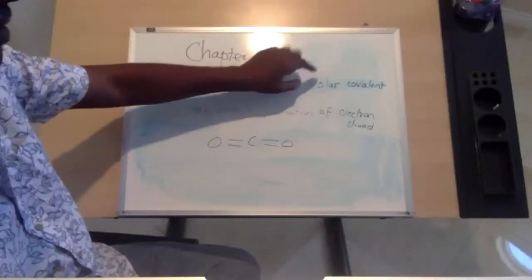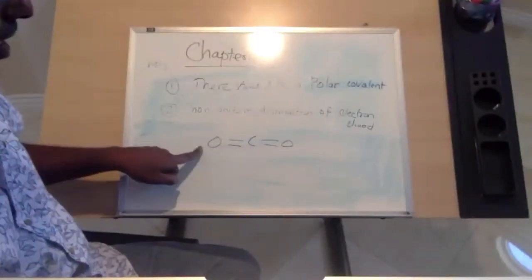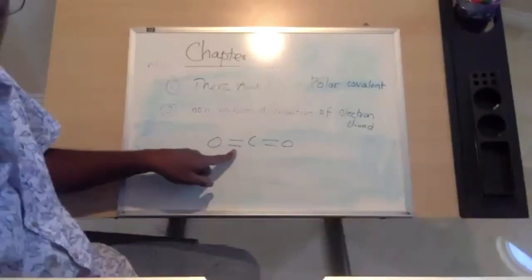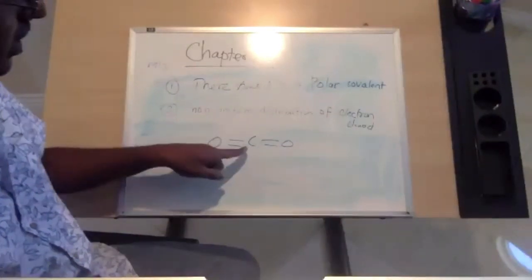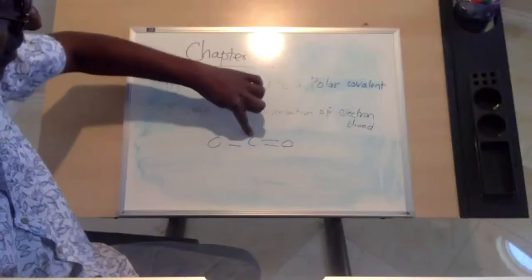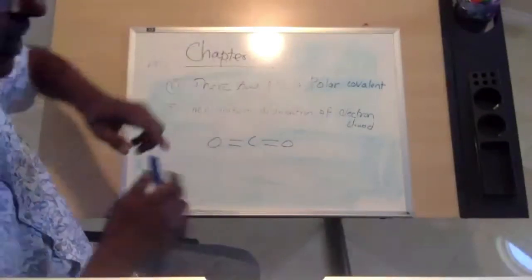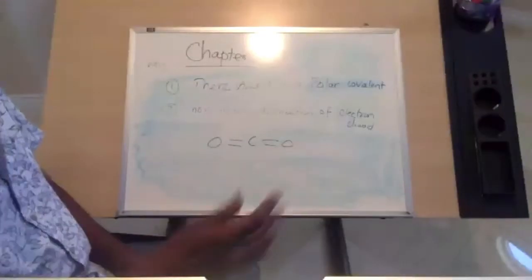Okay, so again, let's follow the rules. The first rule is that it must contain at least one polar covalent bond. So here is a polar covalent bond between carbon and oxygen. Whether it's a double bond or a triple bond does not matter, but the difference between the electronegativity of carbon and oxygen must fall between 0.5 to 1.9, then it is called a polar covalent bond.